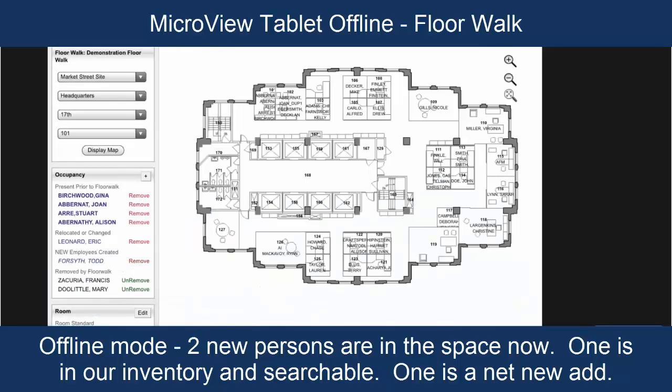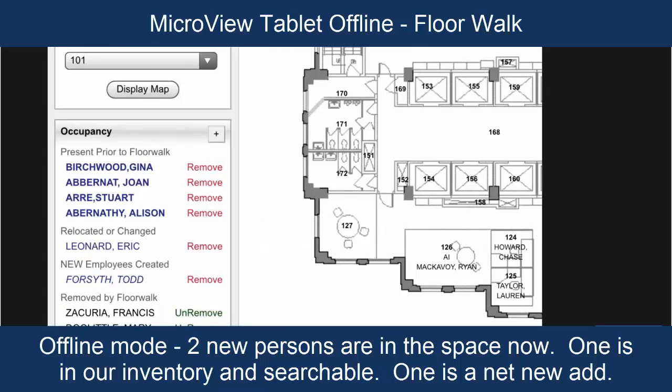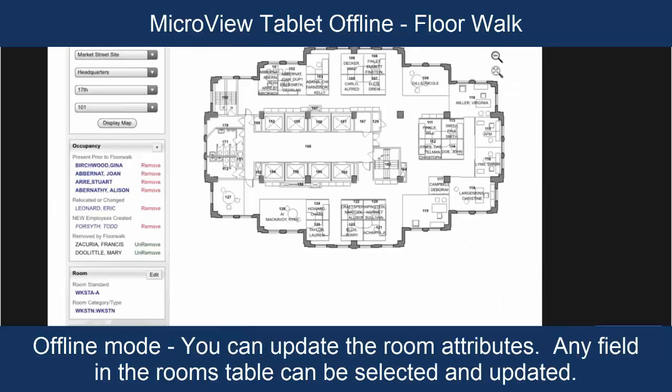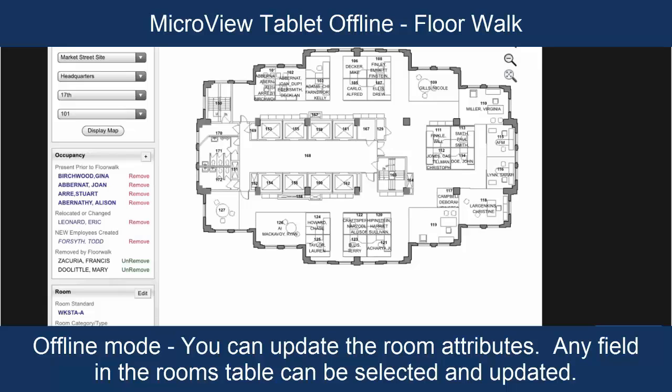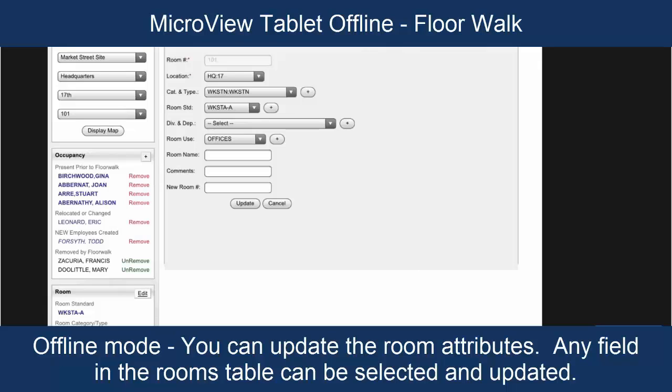That might help the folks that are reading the Floorwalk data later on to figure out where they should find me. So you can see that we now have 6 people shown as sitting in the room, 4 people that were originally there, and 2 people that we've added, a new person and somebody from the employee database, and then we've removed 2 others. Okay, so we've done what we can for occupancy in that room. We may want to edit the room parameters, the room attributes.